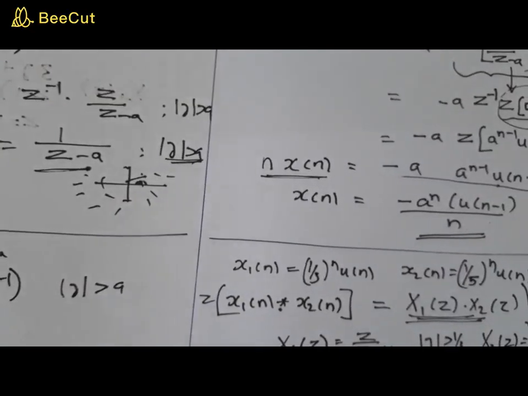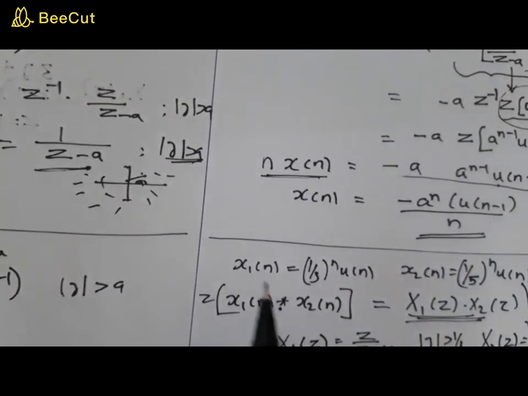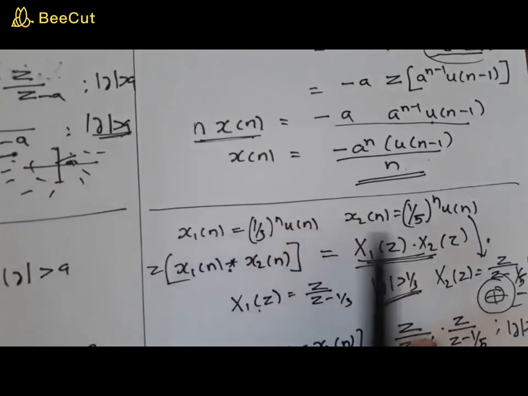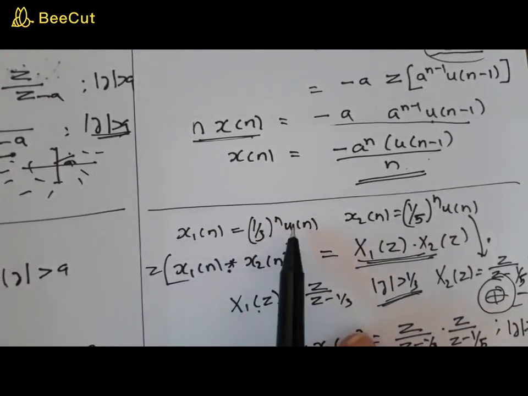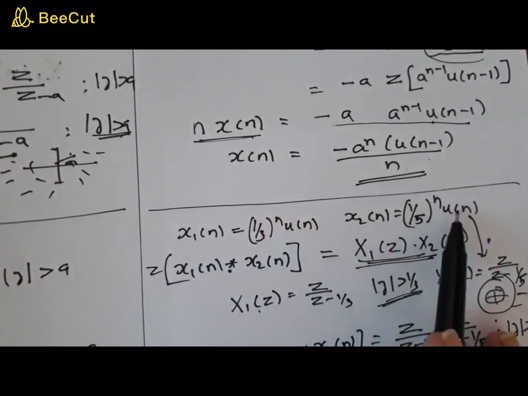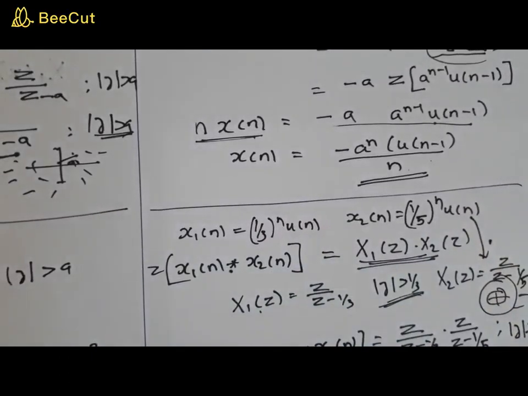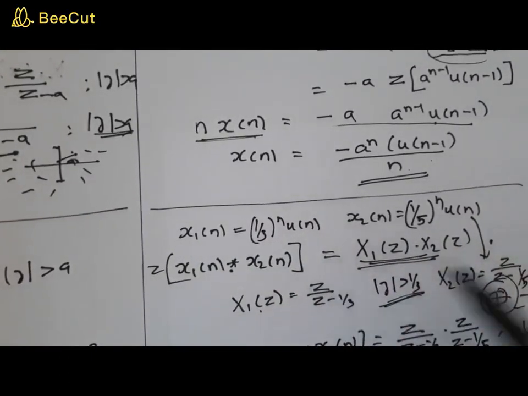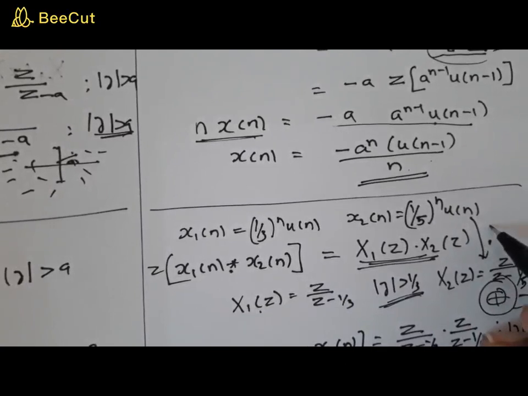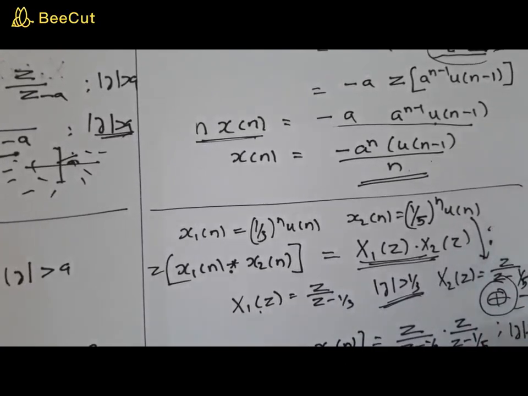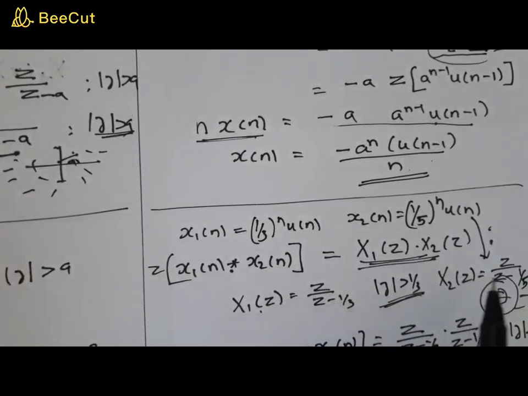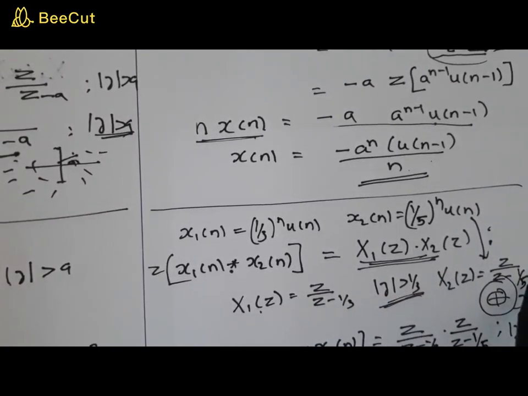Okay, now one more problem. You have two signals, x1 of n and x2 of n: 1 by 3 raised to n into u of n and 1 by 5 raised to n into u of n. This is of the form a raised to n into u of n. So using that, you need to apply the exponential multiplication property. So z by z minus 1 by 3, z by z minus 1 by 5, mod z greater than 1 by 3 and mod z greater than 1 by 5.